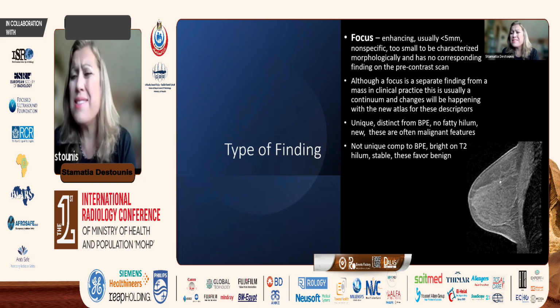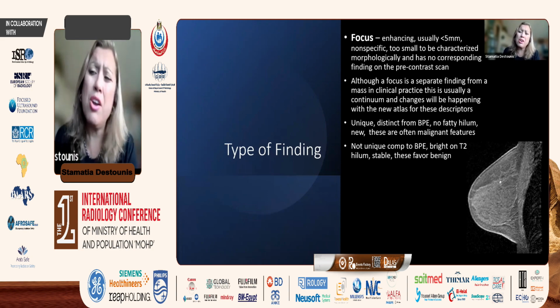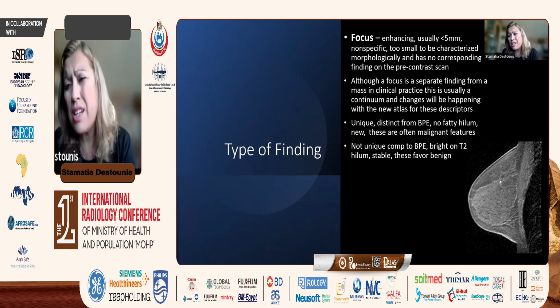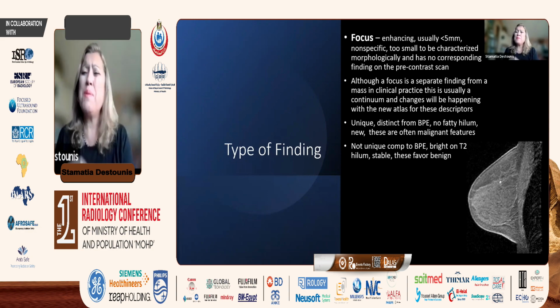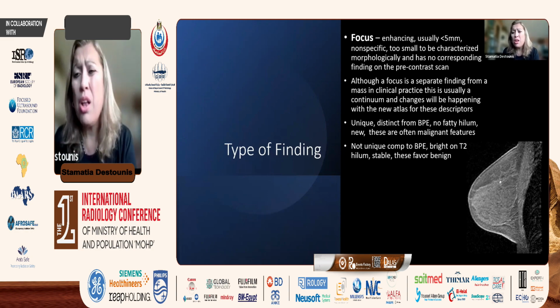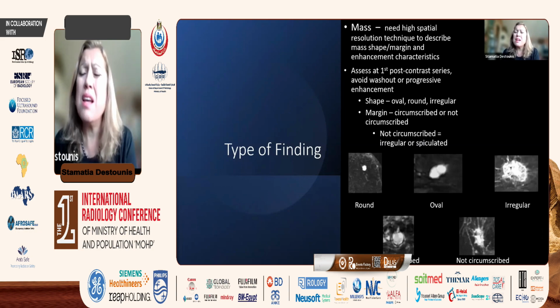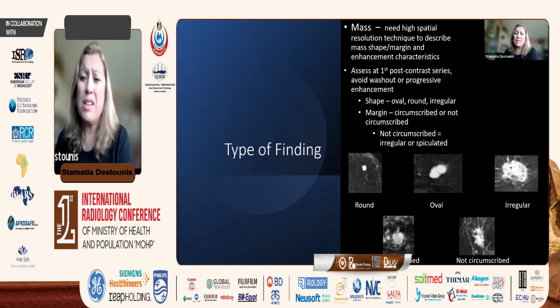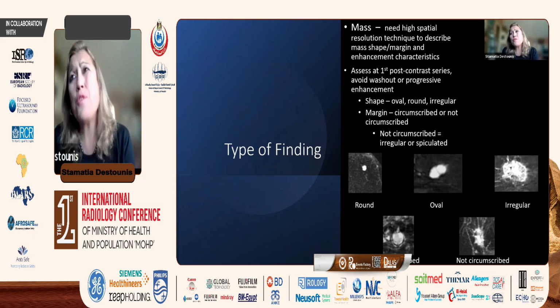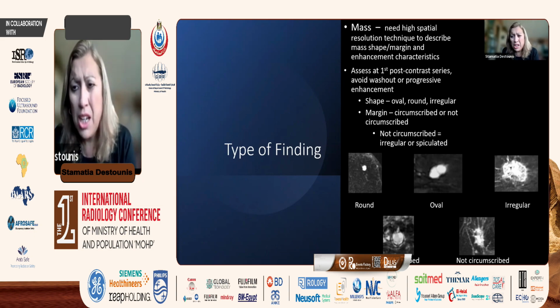But if the focus is not unique compared to the background parenchymal enhancement, if it's bright on our T2 water-based imaging, if we may have a fatty hilum, if it's stable, those favor benign characteristics. So a mass, we need high resolution imaging to be able to really characterize a mass appropriately, the shape, the margin, and the internal enhancement characteristics. We assess it at the first post-contrast series, and we want to avoid washout and progressive enhancement here because that will affect how the morphology looks.